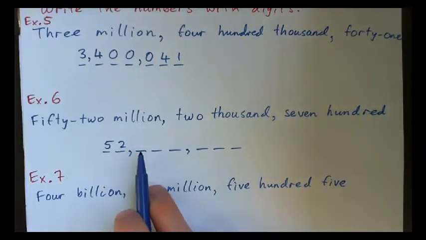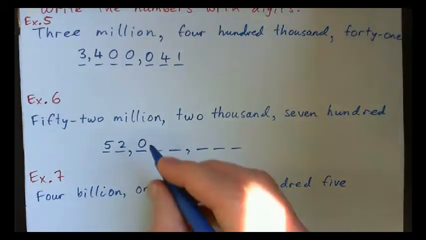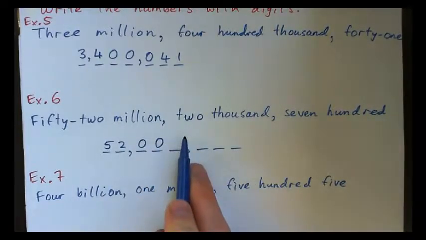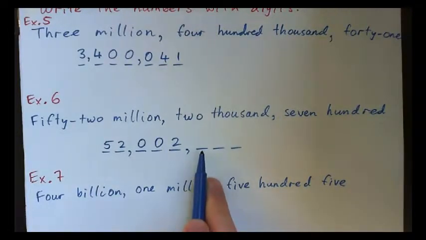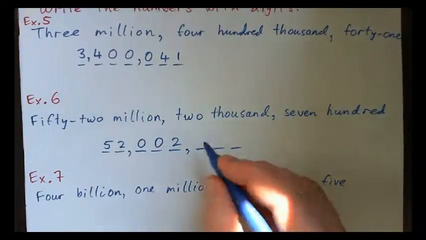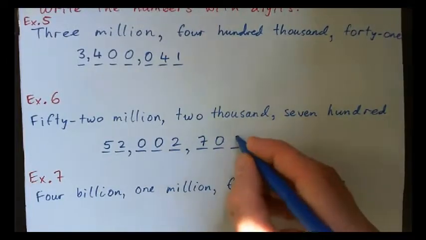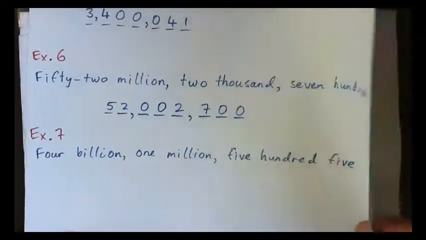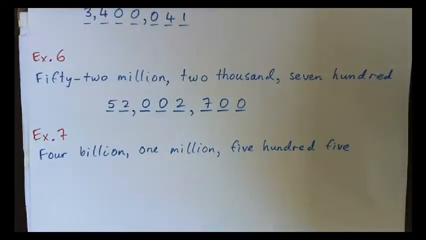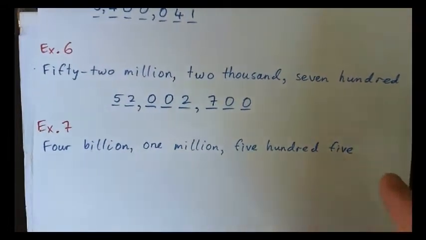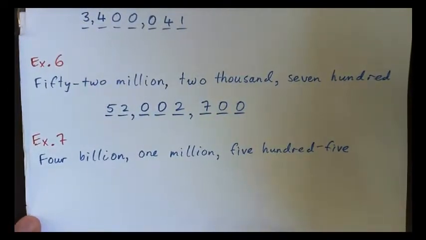Do we have any hundred thousands? No. Do we have any ten thousands? No. Do we have thousands? We have 2,000. Do we have any hundreds? We have 700, so 7 goes there. Do we have any tens? No tens. Do we have any units? No units, right? So press pause and see if you can figure this guy out. 4,001,505. And this 5 here is units, so it's 505, if you know what I mean. Anyway. Okay. So press pause and do it, then I'll do it.